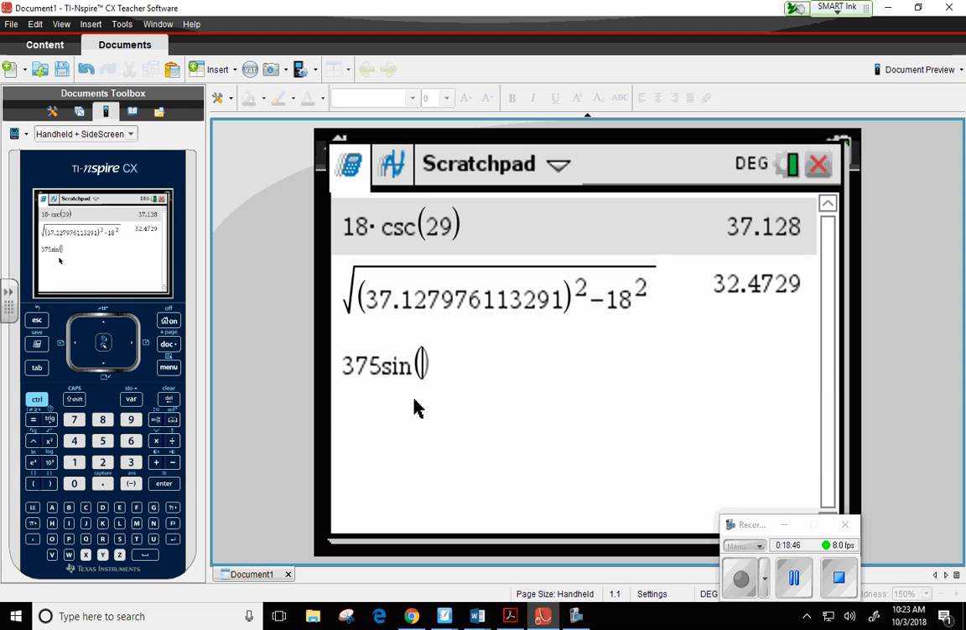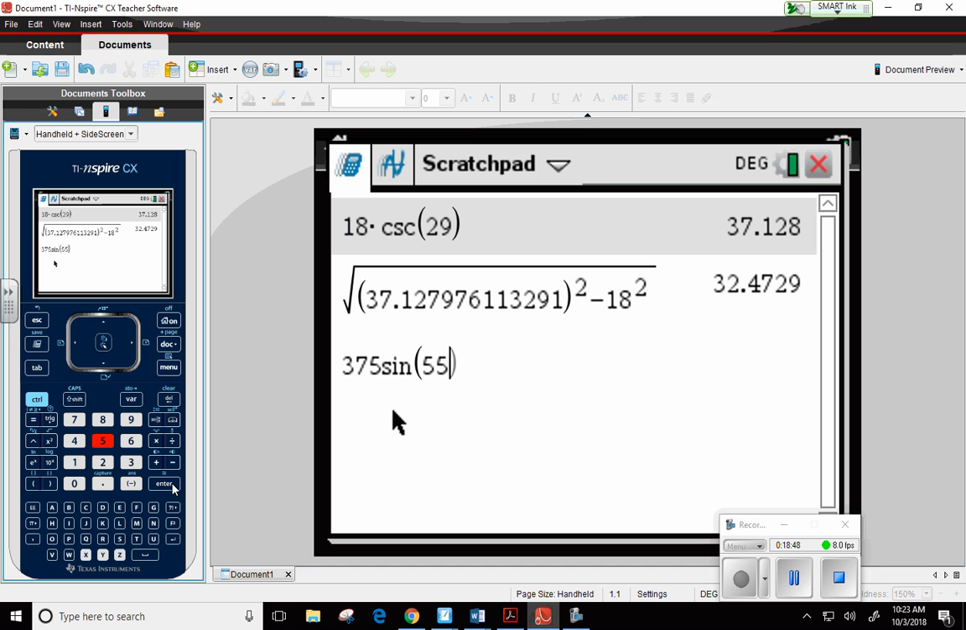So 375 times the sine of 55. What should I get? How tall is the roller coaster? 307, that's what I'm getting. So let's say about 307 feet. Anybody having any difficulty, any trouble?